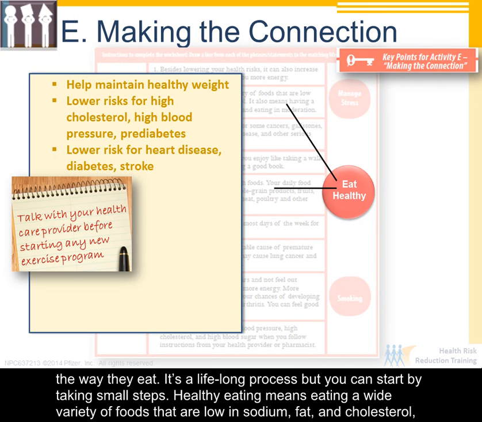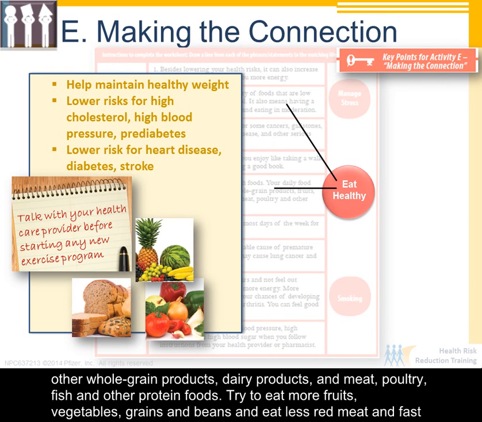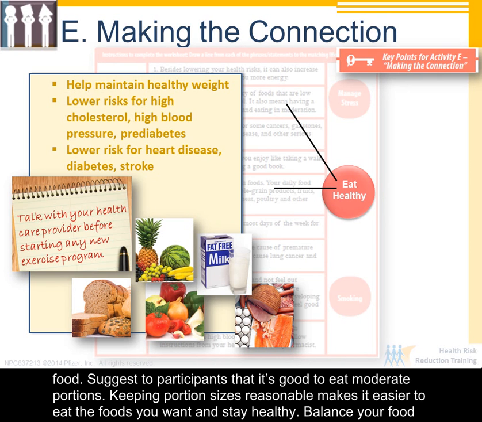Healthy eating means eating a wide variety of foods that are low in sodium, fat, and cholesterol, having a balance among food groups, and eating in moderation. Eat a variety of nutrient-rich foods. Your daily food selection should include vegetables and fruits, bread and other whole grain products, dairy products, and meat, poultry, fish, and other protein foods. Try to eat more fruits, vegetables, grains, and beans, and eat less red meat and fast food.